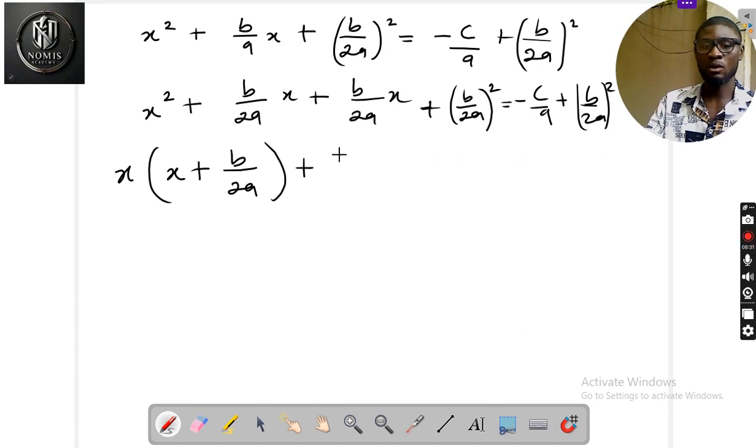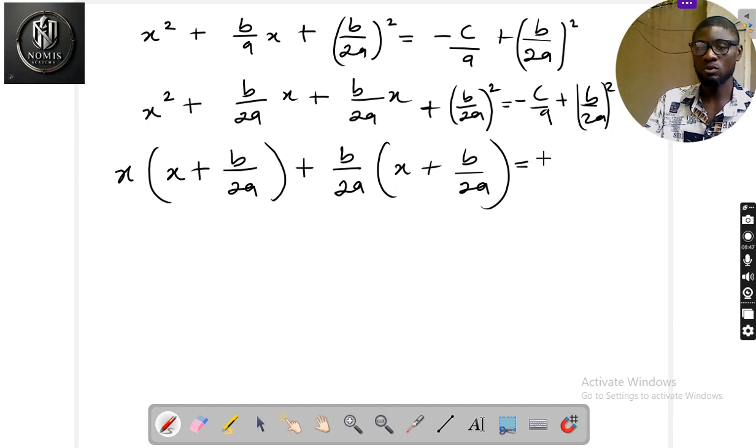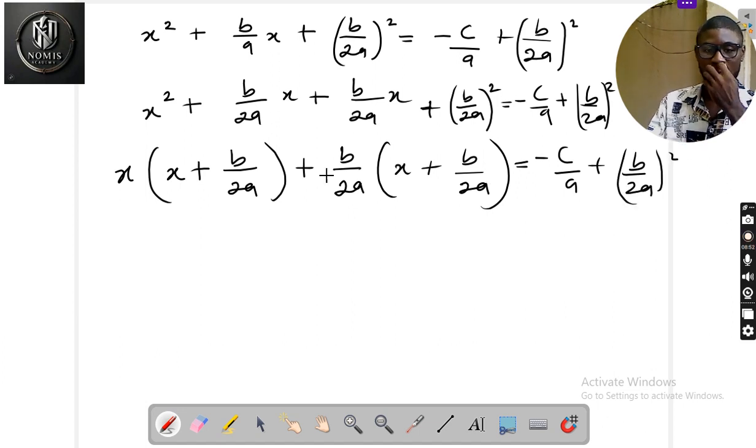So I will factorize b all over 2a out into the bracket x, because if I multiply this by this, I'll have this, right? Then what will I multiply with this to give me this? I'll multiply b all over 2a, because this multiplied by this gives me the square of it, so it will be plus b all over 2a. So I just factorize it, is equal to minus c over a plus b all over 2a all squared. Now that I factorize it, you see difference of two squares, so you just pick one.